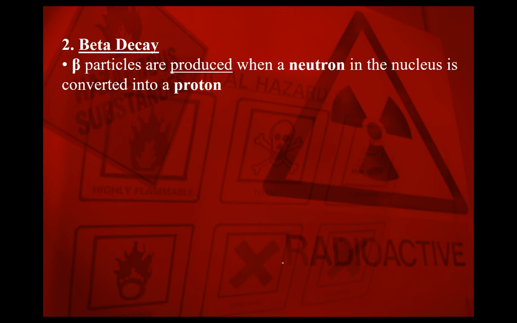Beta decay involves the production of beta particles. A beta particle is just an electron. Beta particles are produced when a neutron in the nucleus is converted into a proton. So if we break beta decay down, in beta decay we of course emit a beta particle. So that's my electron.